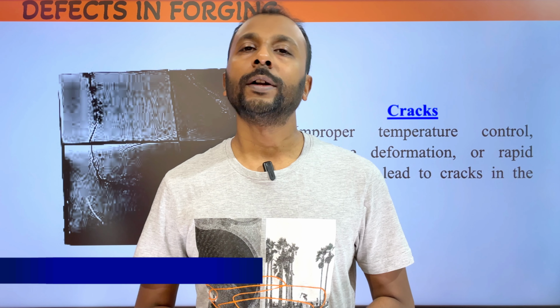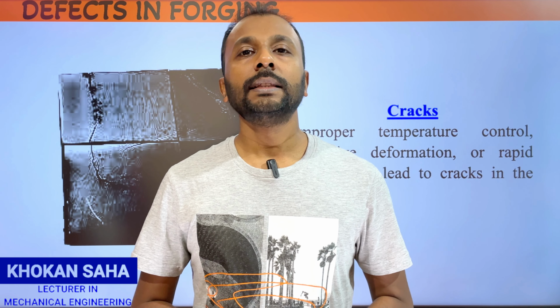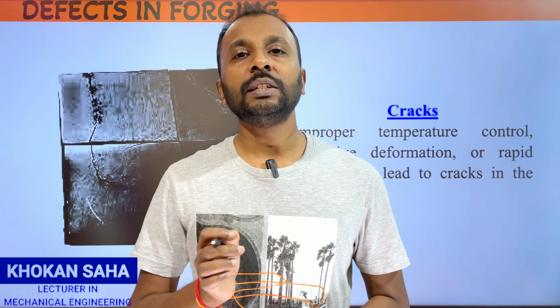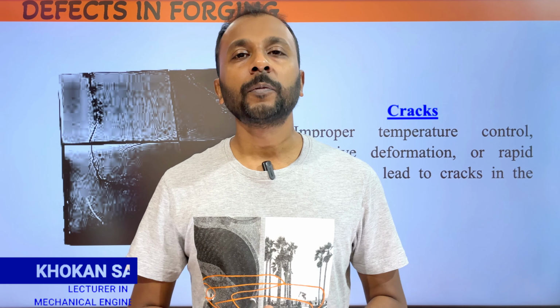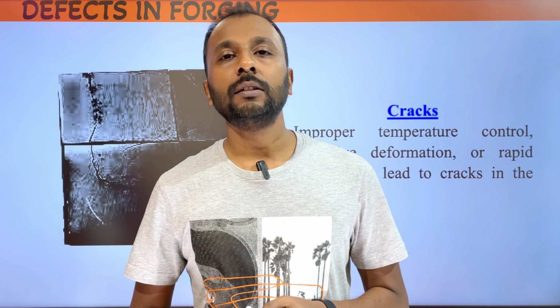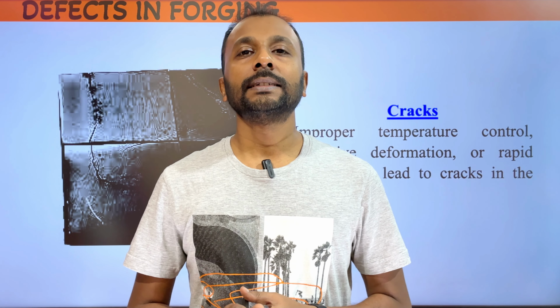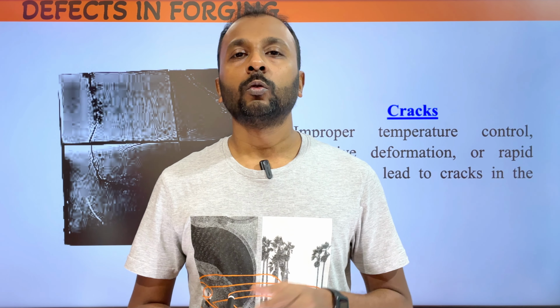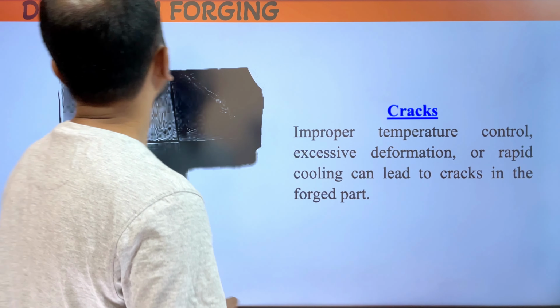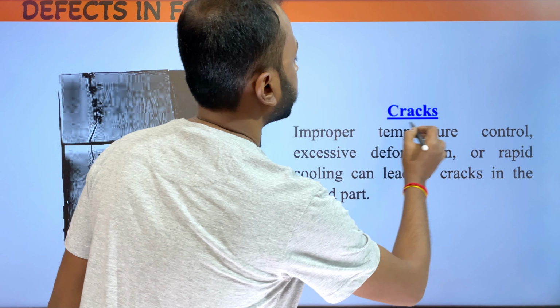So if we want to make a perfect product using the forging process, then we have to know about the defects in forging processes. After that, we will be able to make a product perfectly using the forging method. So let's discuss the defects in forging one by one. The first one is cracks.